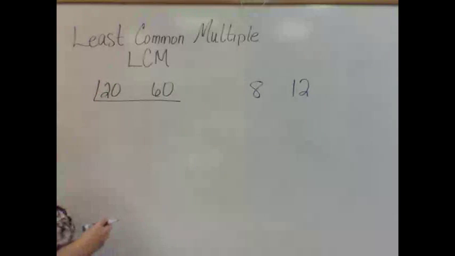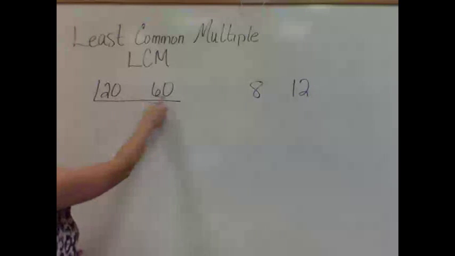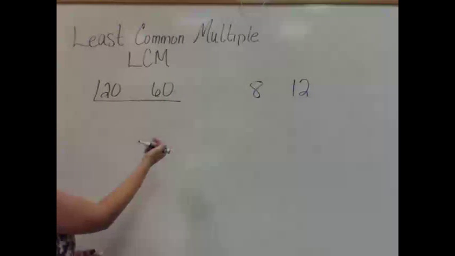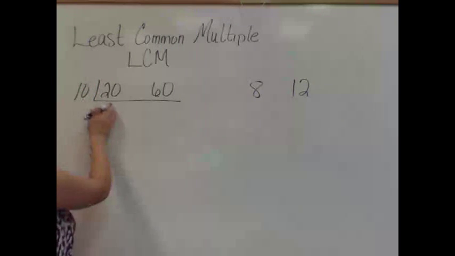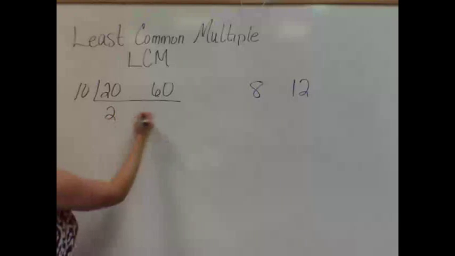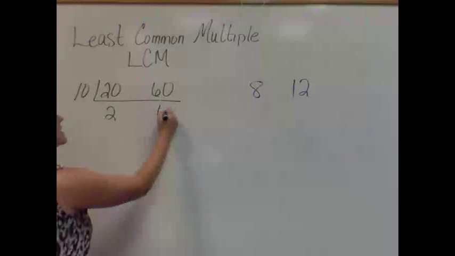Okay, for the slide method, what we're going to do is draw an upside down division symbol, and we're going to divide. But we're going to find a common factor that they both have in common. They both have zeros at the end, so I know they're both divisible by 10. So I'm going to put a 10 out here to the side. 20 divided by 10 is 2. 60 divided by 10 is 6.